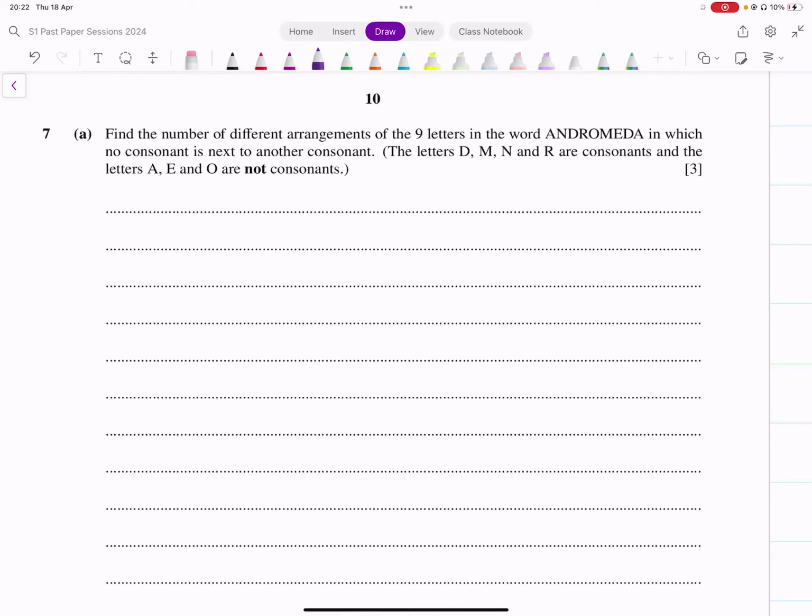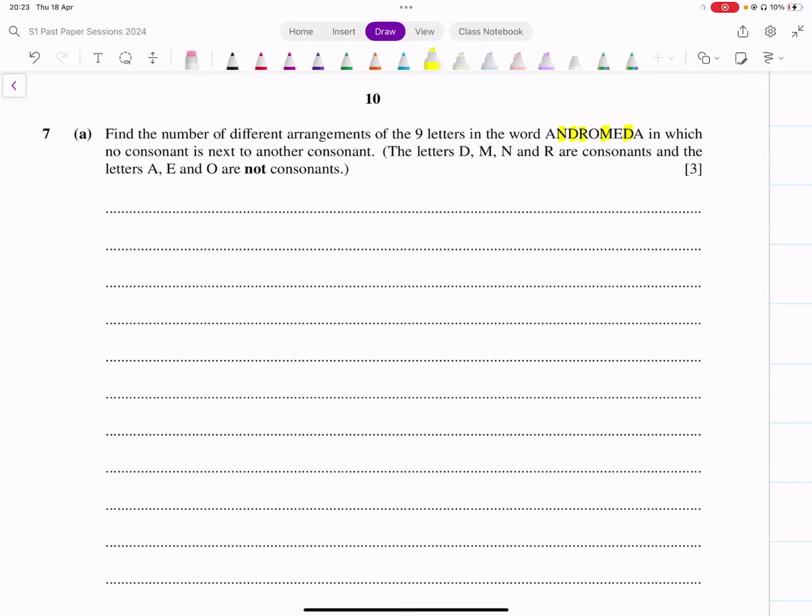Find the number of different arrangements of the 9 letters in this word in which no consonant is next to another consonant. The letters D, M, N, and R are consonants, and these are vowels. Okay, so the consonants do not have to be together. Let's highlight the consonants: N, D, R, M, D. Right? We have 5 consonants here, and 2 of them are repeated as well. They are 2 Ds. The consonants have to be separated. Now there are 5 of them. There are total 9 letters.